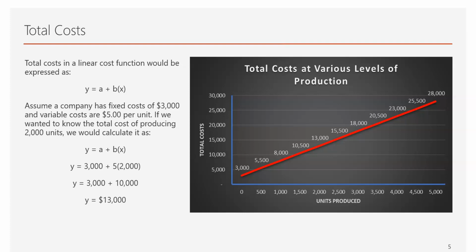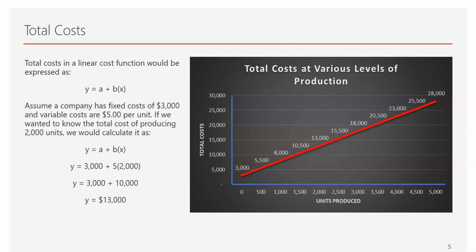If my fixed costs are $3,000, I'm going to plug that into A and replace A with $3,000. My variable costs are $5 per unit, and I'm going to make 2,000 units. So I'm going to plug $5 per unit into B, and I'm going to substitute 2,000 for X.